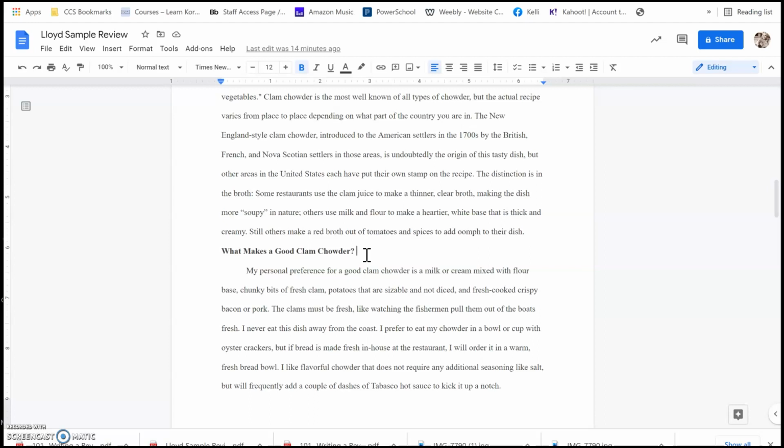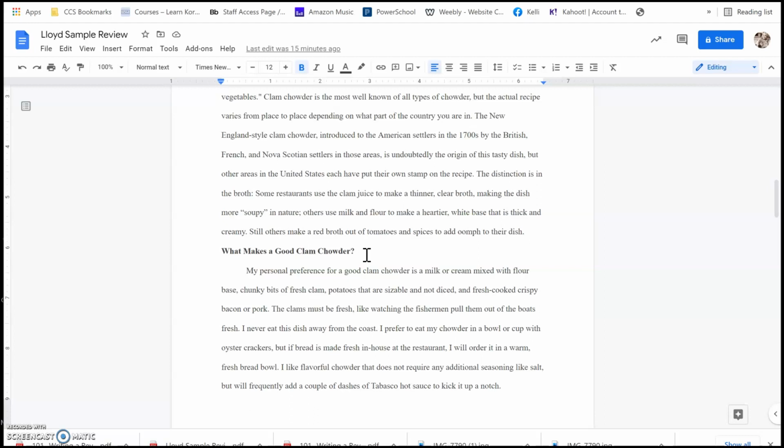Okay, and I talk about what I like to see in a good clam chowder. I talk about the type of broth that I like. I talk about the clams. They have to be fresh. I won't eat this dish away from the coast. Eating it inland is just asking for it, to me, for seafood. You eat seafood at the beach.